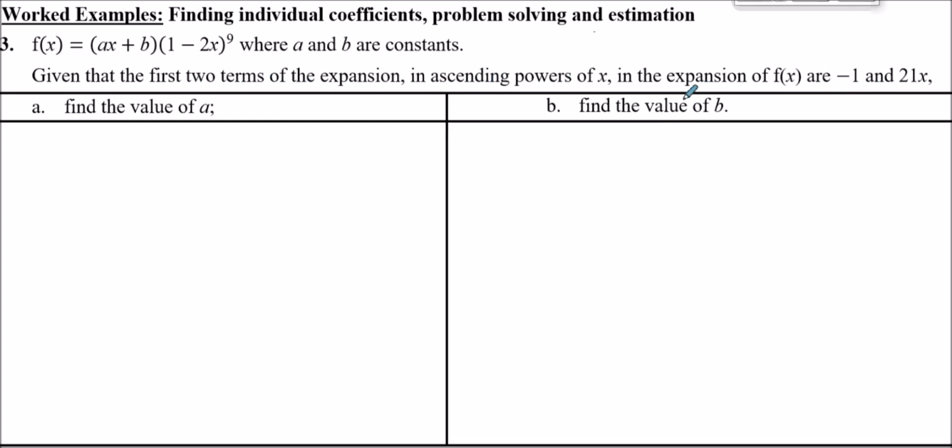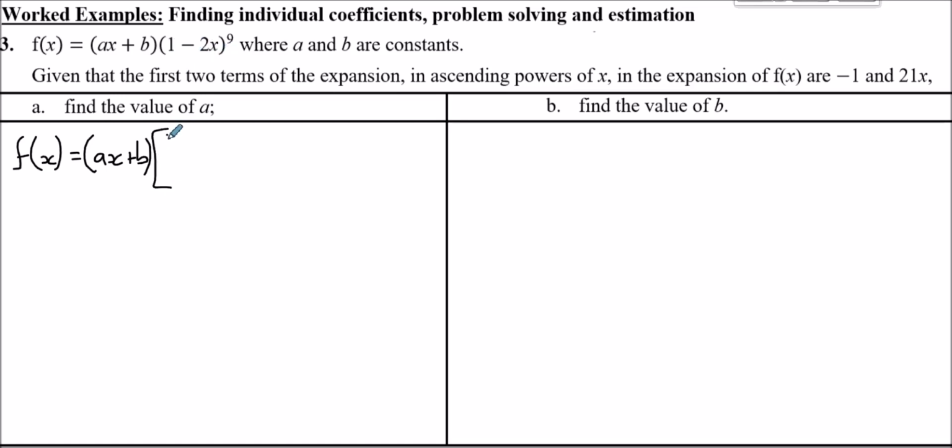So again, we're going to do this in a similar way to the previous example. We're going to leave the first bracket as it is and then just think about the expansion of (1 - 2x) to the power 9. And so here we're only concerned, by the way, with a constant term and the term in x. So we don't need to do the entire expansion, just terms up to and including x. And so f(x) is going to be (ax + b) multiplied by this, just thinking of the expansion of this binomially.